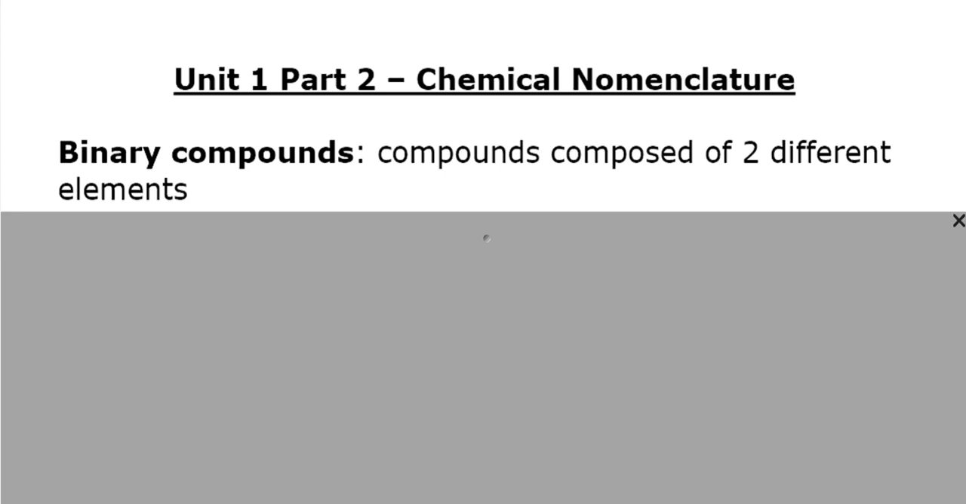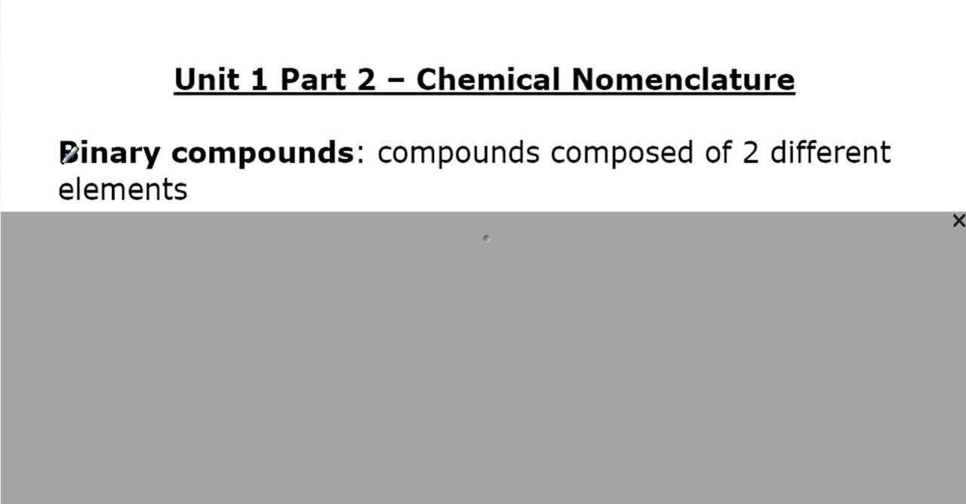Today we're going to continue on with Unit 1, but we're in Part 2, and Part 2 is all about chemical nomenclature. So what we're going to do today is look at ionic and covalent compounds, and most of it will be review from grade 10, but there'll be some new information as well. You'll also want your periodic table handy because you're going to need to refer to that to get element symbols, names, and charges. So first we're going to start off and define what are binary compounds, because those are the ones we're going to look at today.